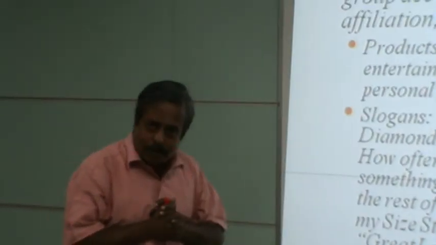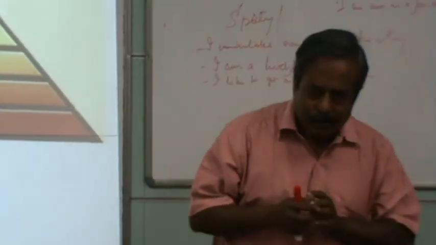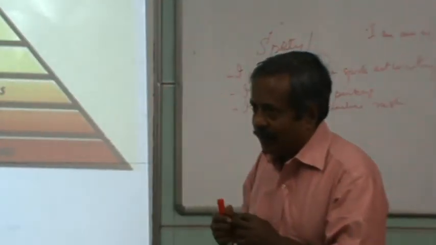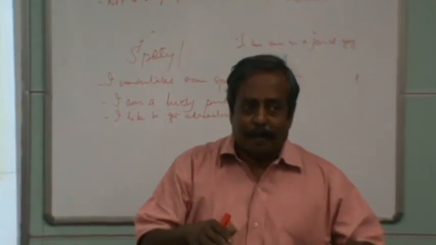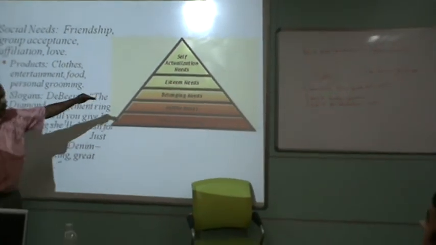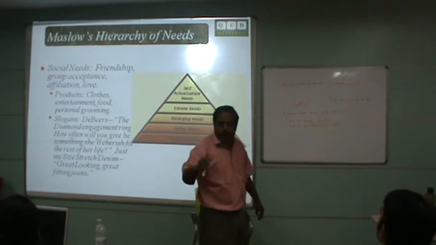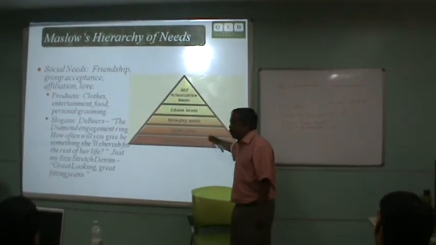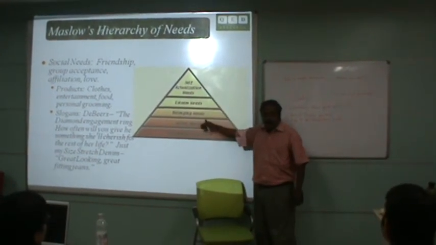Oh, that's an interesting thing. Is soft drink and alcohol a social thing or is it a safety thing? It's a social thing. There are some people who say that it's actually a comforting thing, a stabilizing thing. It can come in both. What it also tells you is that the hierarchy is not necessarily watertight. There are products which can straddle more than one stratum, and it's not necessary that they straddle only adjacent strata. Sometimes an SUV may satisfy the safety need together with others.